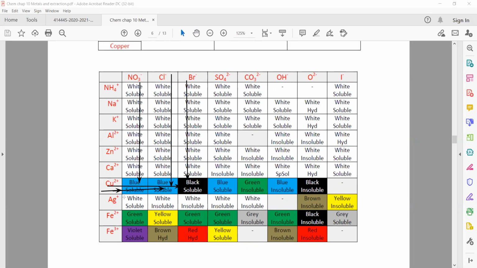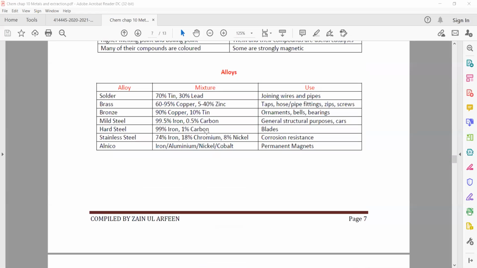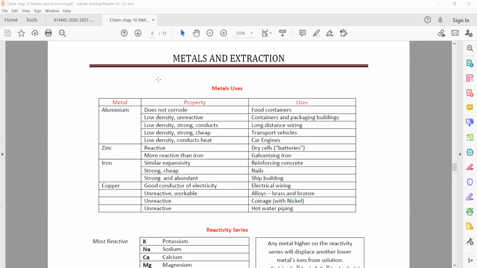Copper bromide is black in color. Copper sulfate is blue in color. Copper carbonate is green in color. Copper hydroxide is blue in color. And copper oxide is black in color. So very few substances are there, you can see in this table, which are colored. So it's better you learn the color of these compounds. A composition is given for different alloys and their uses.